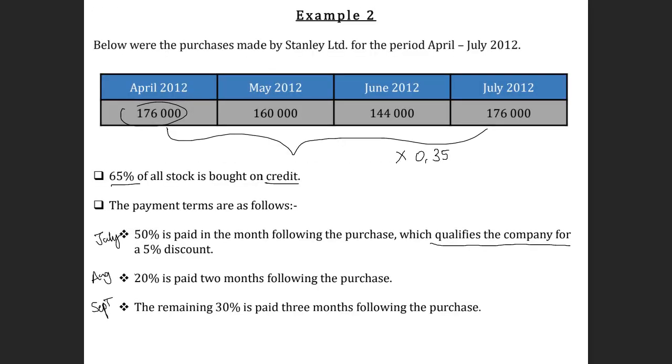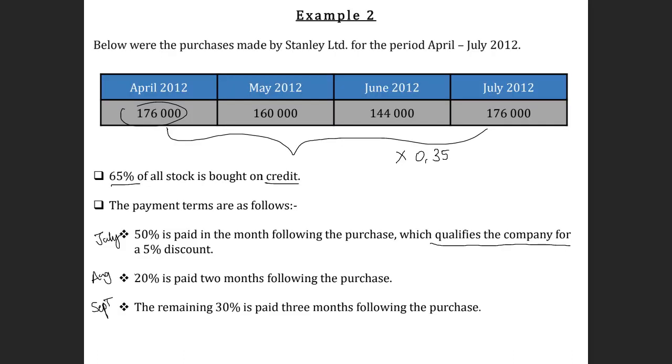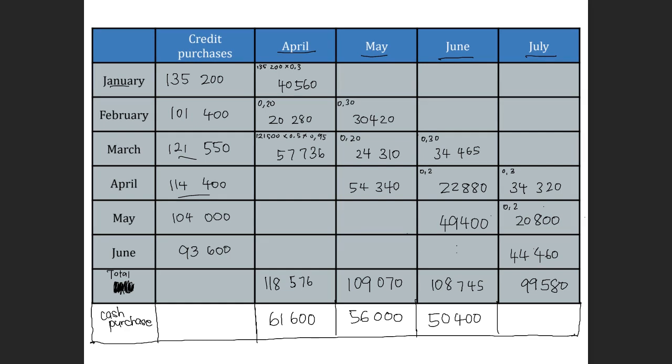Then for the month of June, it was 144,000. So that was 50,400. And for the month of July, it was 176,000 here. And you would have multiplied that by 35%, which is 61,600 as well.